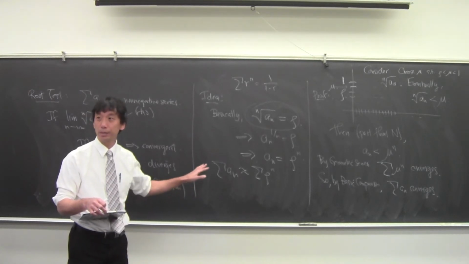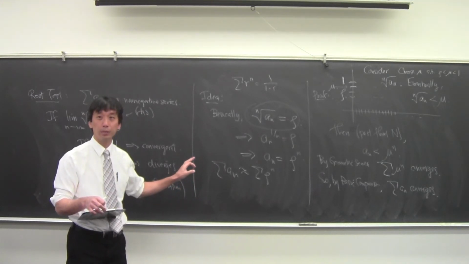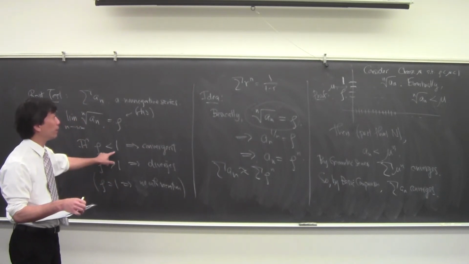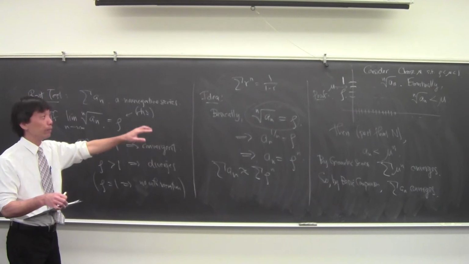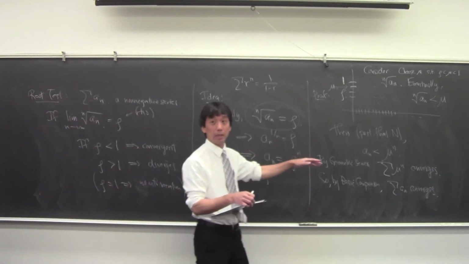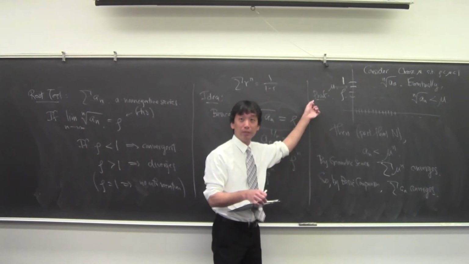Any questions? Makes sense? Right, so if the ratio is less than 1, you've got convergence. If the rho turns out to be less than 1, you've got convergence. And I hope you see how we would show that if it's greater than 1, you have divergence.